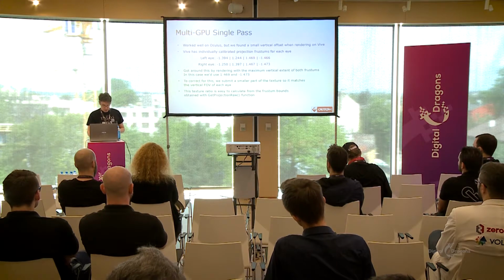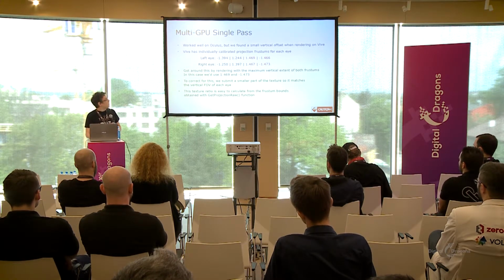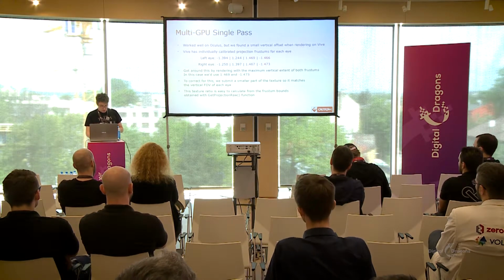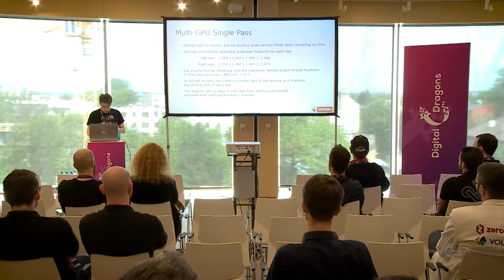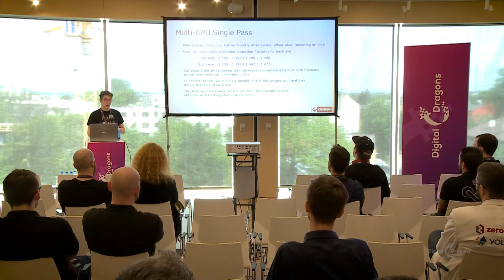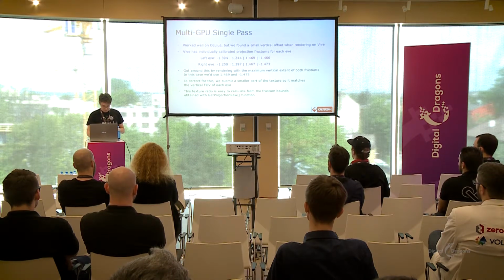So here in the given example, we can see that the vertical frustum edges, colored red, are different for each eye. To get around the problem, we actually rendered each eye at the maximum FOV for both eyes. But then the FOV wasn't correct on both eyes. So we needed to compensate for that. So we render at the maximum extent, but we only send a smaller part of the texture that actually matches the vertical FOV of each eye.